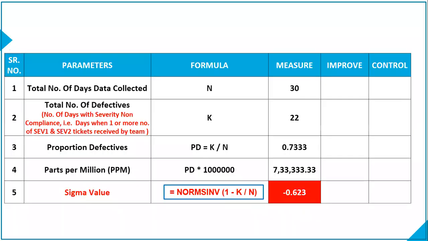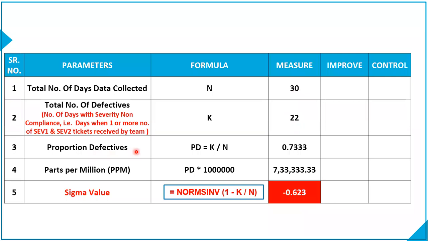So they have determined the process capability. Total number of days: they have collected the data for 30 days. There is no shift, so N is 30. Total number of defectives, that is the number of days with severity non-compliance, that is days when one or more severity 1 and severity 2 tickets or client complaints were received by the team. Tickets or complaints, right? So how many were there? 22. So in the measure phase, there were 22 days where they received either one or more client complaints or tickets of severity 1 and severity 2 levels. So K is 22 and N is 30.